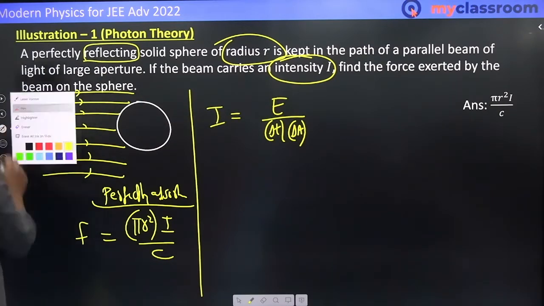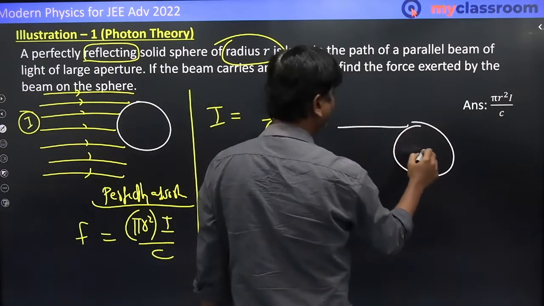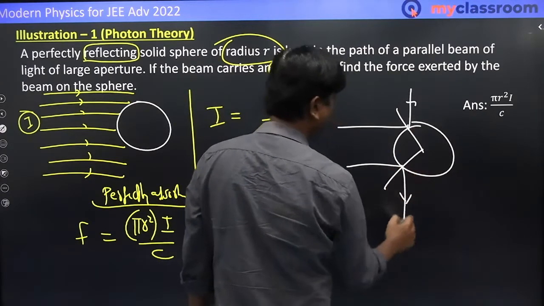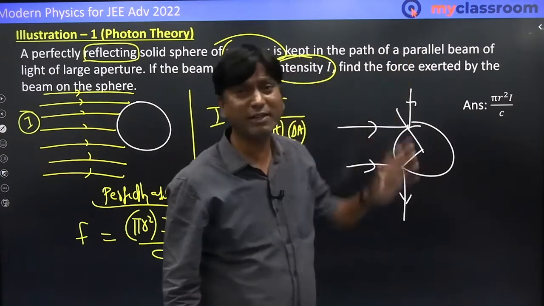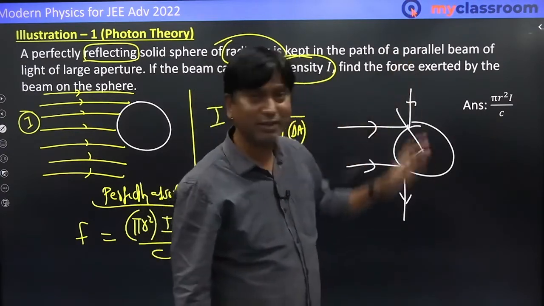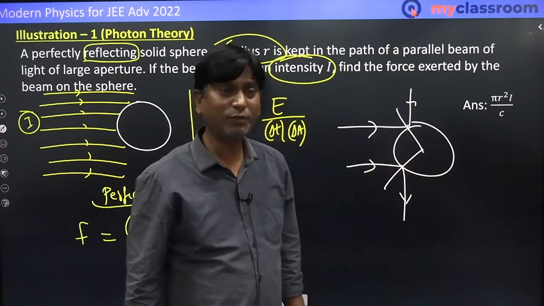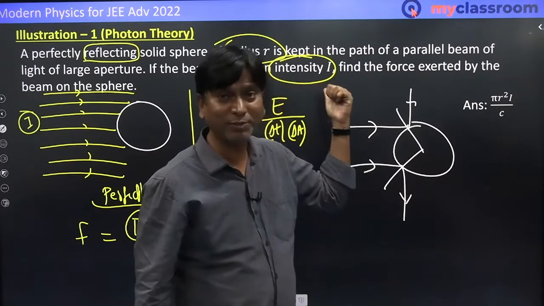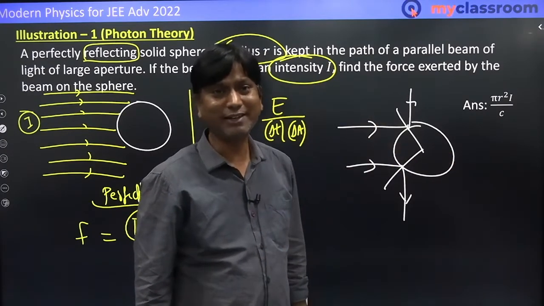Actually what happens is, the beam is coming here and it reflects like this. All the photons coming and hitting are getting reflected. So every photon is changing its momentum. Whenever the photons change momentum, they receive some force from the sphere, and the same force they also exert on the sphere. In that way, we have to calculate.